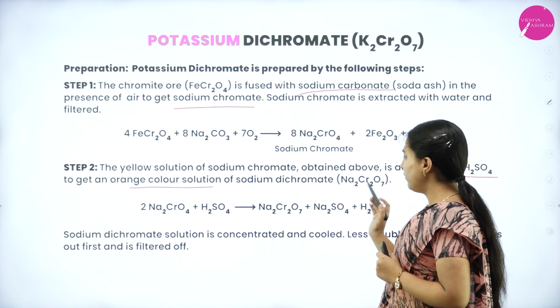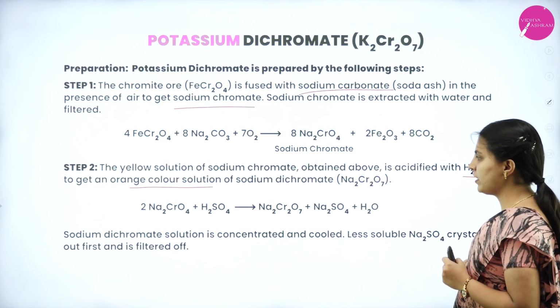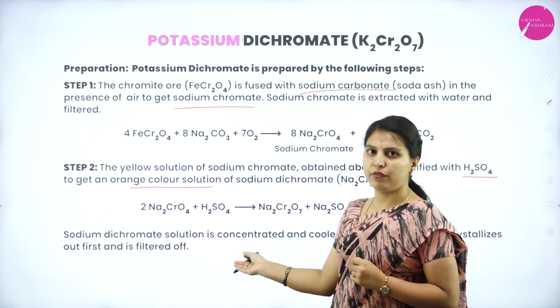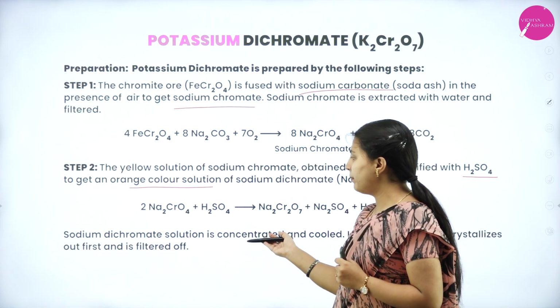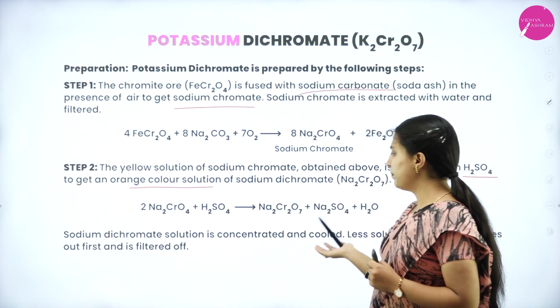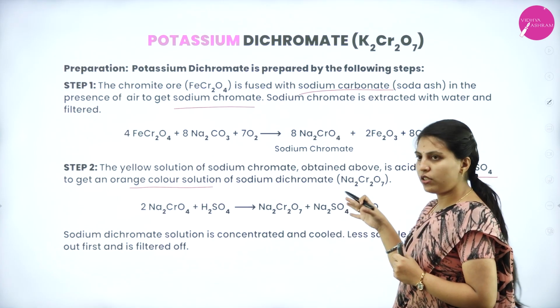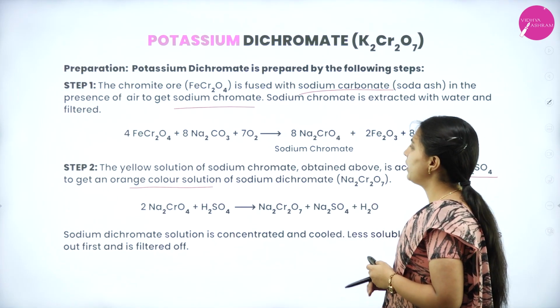Sodium dichromate solution is concentrated and cooled. Less soluble sodium sulfate crystallizes out first and it is filtered off. That sodium dichromate solution will be concentrated and cooled. Sodium sulfate crystallizes out first and it will be filtered off.